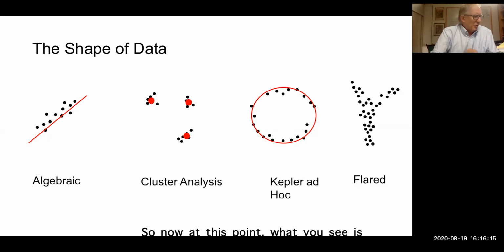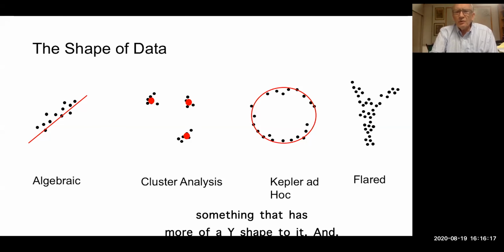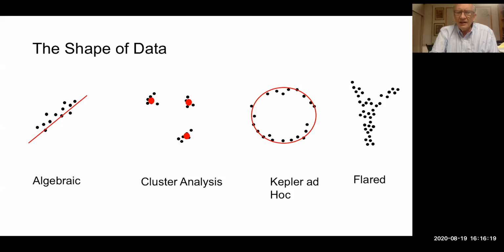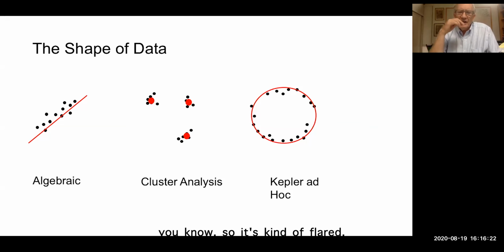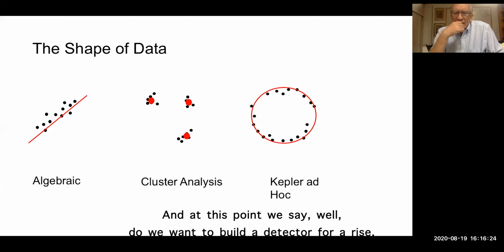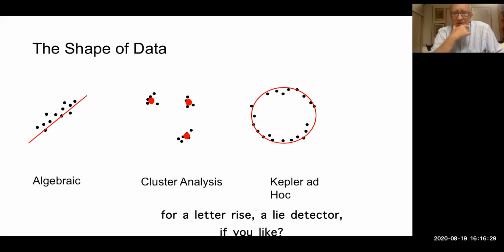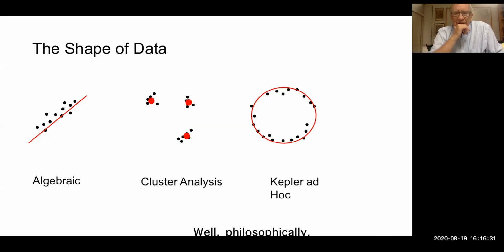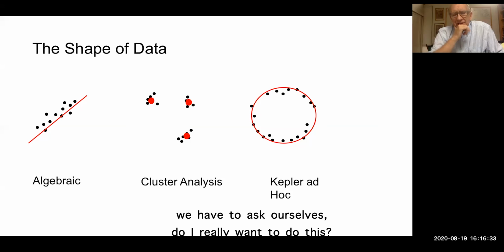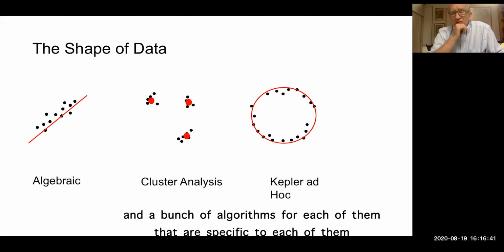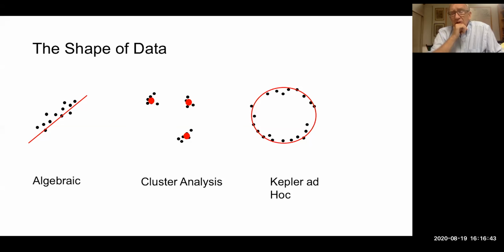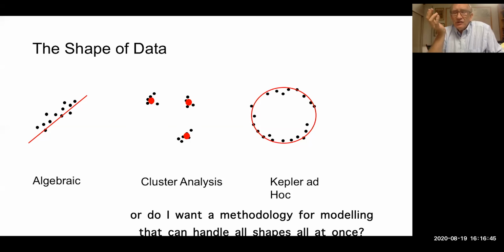So now at this point, what you see is something that has more of a Y shape to it. It's kind of flared. And at this point, we say, well, do we want to build a detector for Ys, for a letter Y, a Y detector, if you like? Well, philosophically, we have to ask ourselves, do I really want to do this? Do I want to have a long list of possible shapes and a bunch of algorithms specific to each of them? Or do I want a methodology for modeling that can handle all shapes all at once?